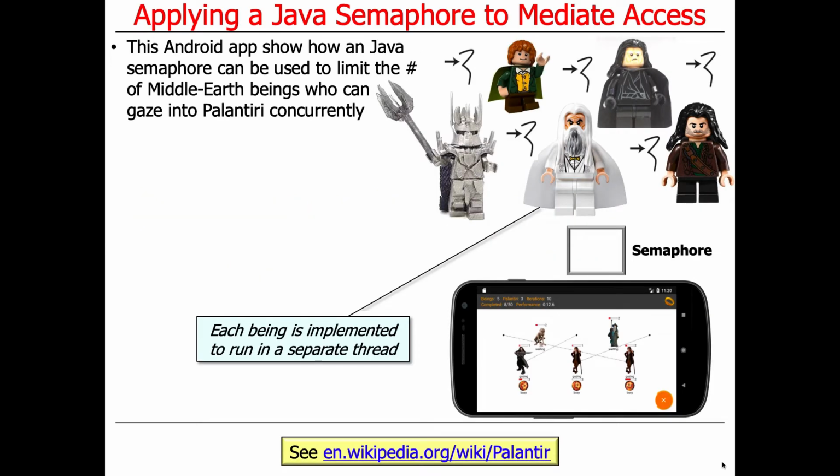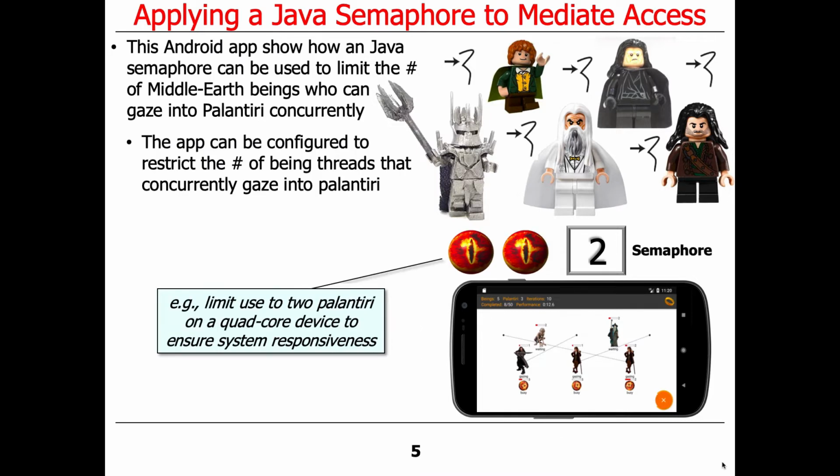So this is our Android app where we've got Palantir and a semaphore, and then the beings that want to gaze are implemented by separate threads. Let's say we're going to start out where we've got a count of 2. Probably should have made that count of 3 because there's 3 of them on the screen. But in this case, let's say the count is 2. So we've got 2 of these things.